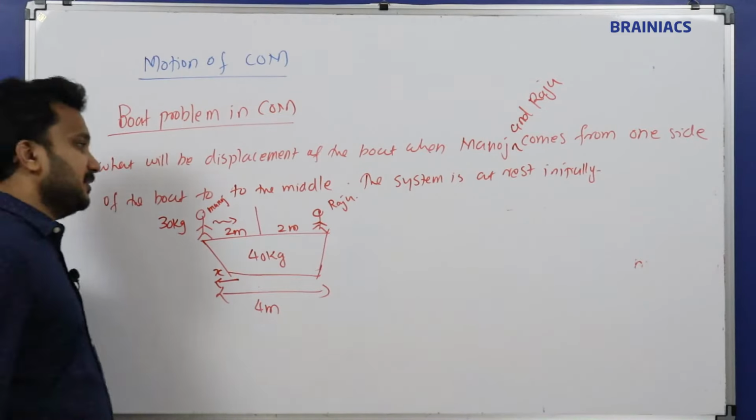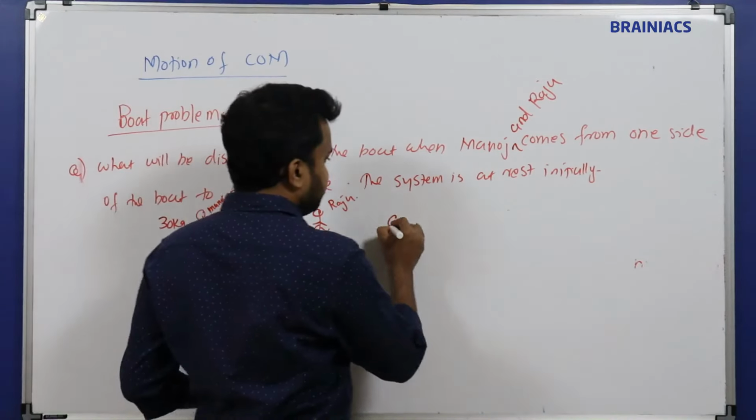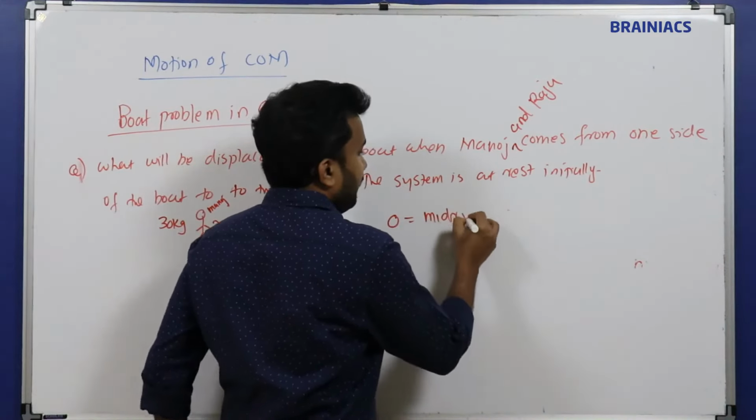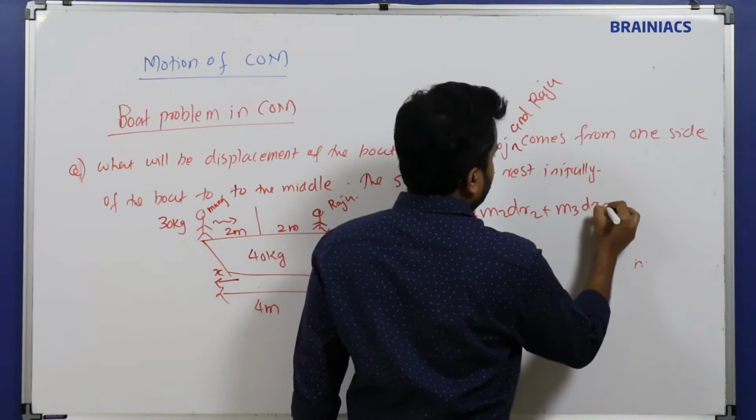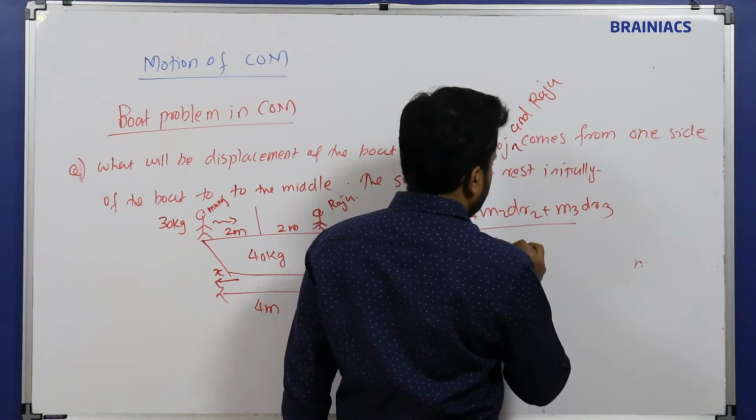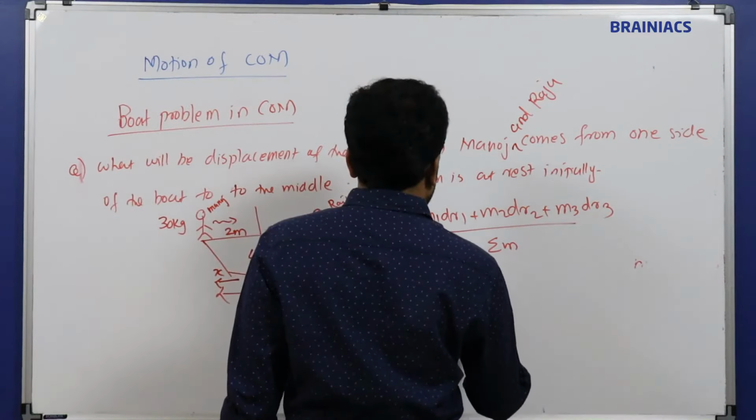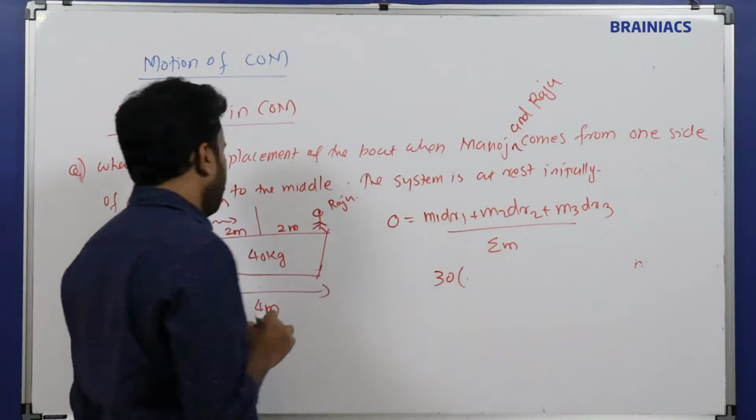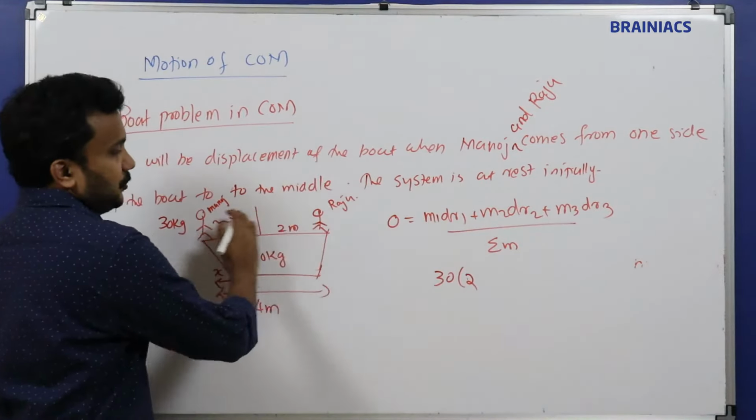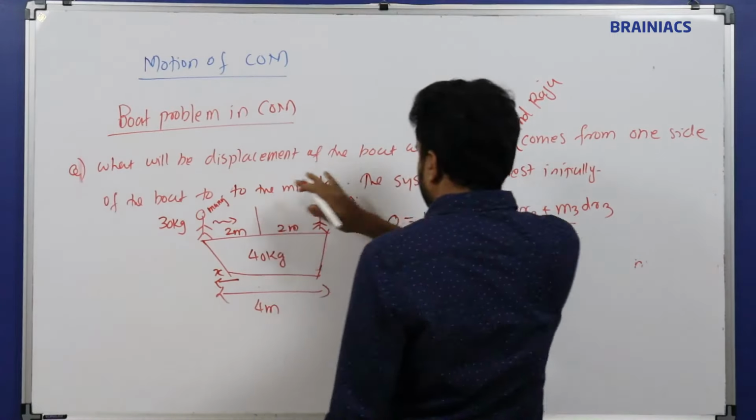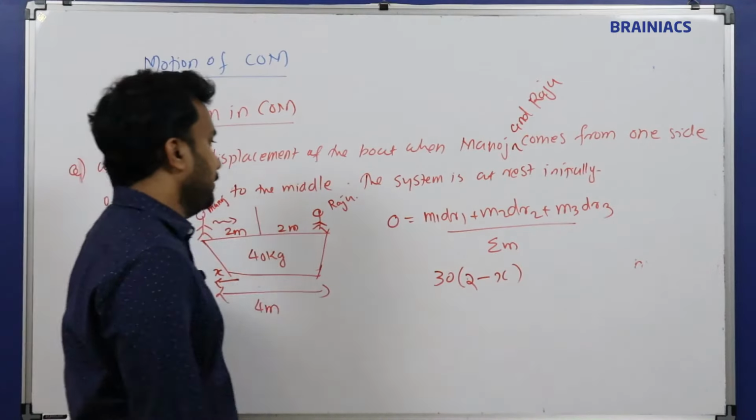So it's like a 3-particle system. The system is initially at rest, so there is no change in position. So 0 equals m1 dr1 plus m2 dr2 plus, by the same method, m3 dr3, whole divided by the sum of the masses, sigma m. M1 means the first body, 30 kilogram. How much distance does he have to travel? He is only traveling 2 meter, not the full length, only half. I changed the question a little bit. So 2 minus x: 2 meter to the right, and the boat goes left 2 meter x.